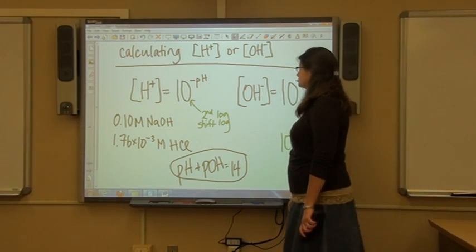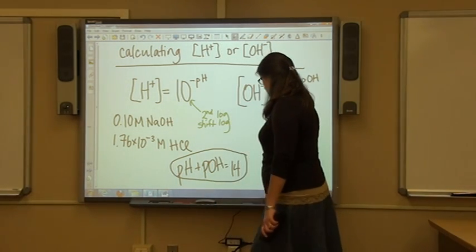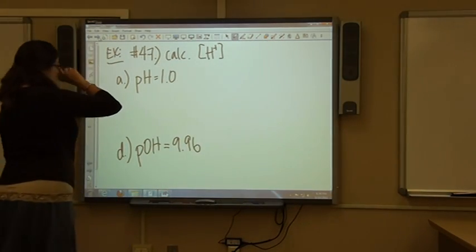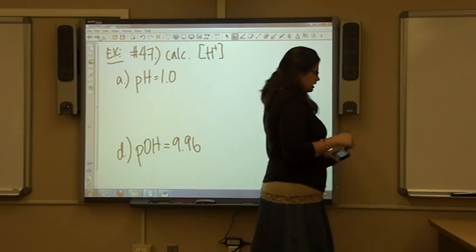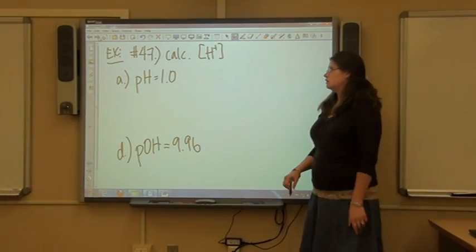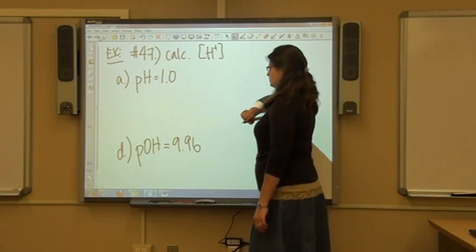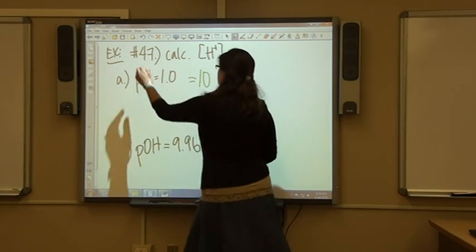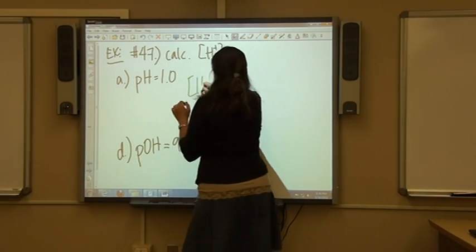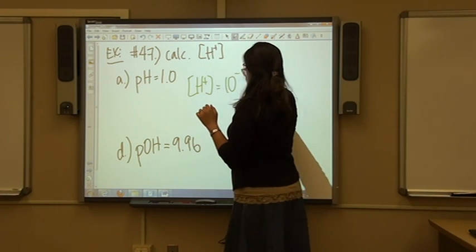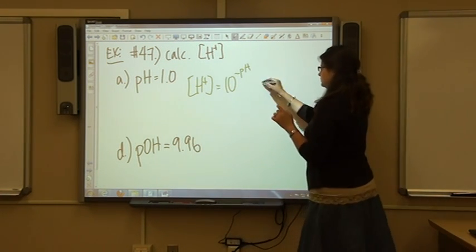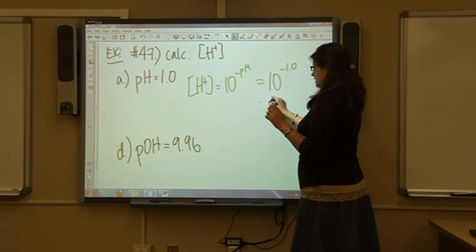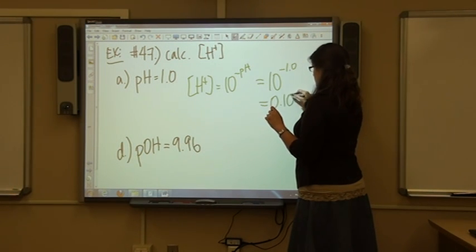Okay, so we talked about that. Let's do an example of this from your homework. All it's asking us to do is calculate the H plus concentration. Here we have a pH of 1.0. So write down the formula, 10 to the minus pH. So all you have to do is write 10 to the minus 1.0. And then if you hit enter on your calculator, you should get this number.